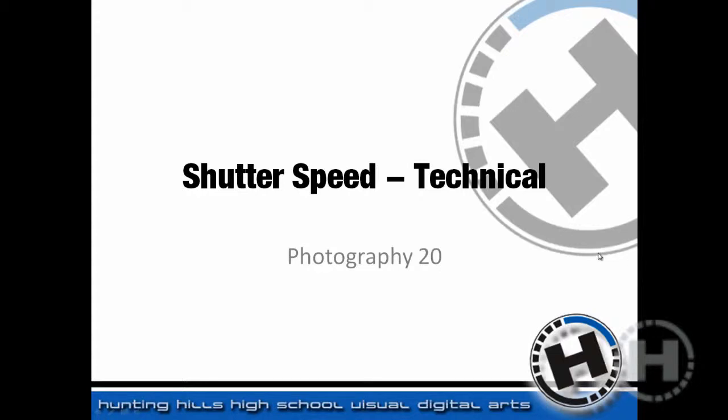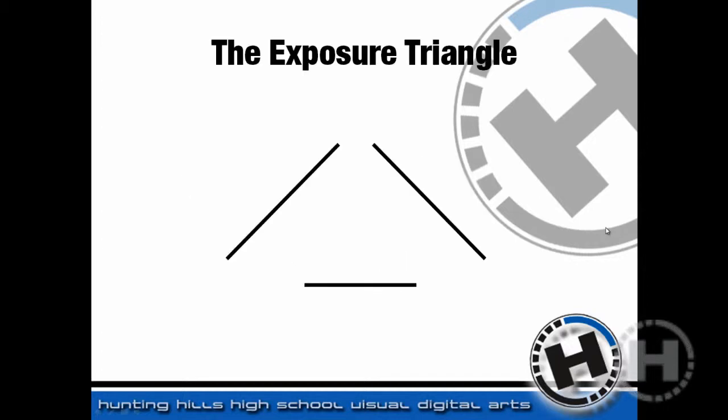Okay, so we have learned all about aperture, both the technical side of aperture, the opening and closing of the lens or the hole in the lens, and then the creative side of that, depth of field. So let's jump now into shutter speed and deal with the technical side of it.